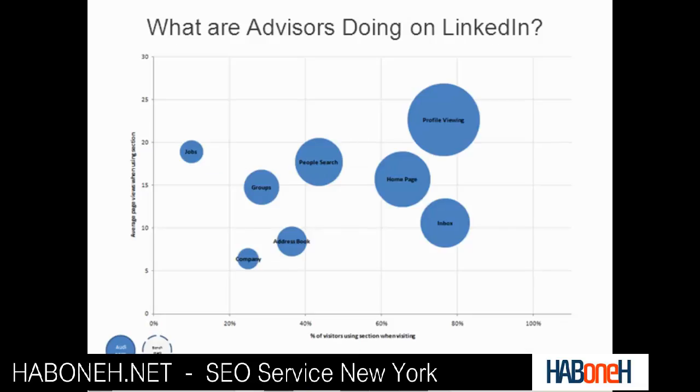So going back to the financial advisor segment, here's a visual representation of what financial advisors are doing on our platform. As you can see in terms of the size of the bubble, profile viewing and people search are two key top activities, which is really tied to building relationships. And once again, in thinking about how advisors and just overall members of our site are using our platform, profile viewing is the number one activity.